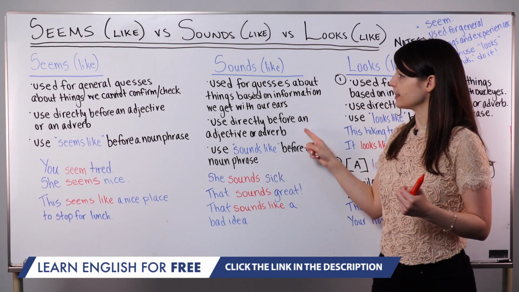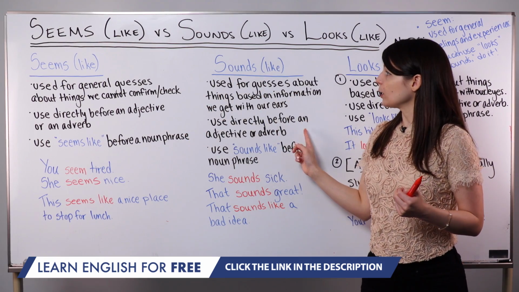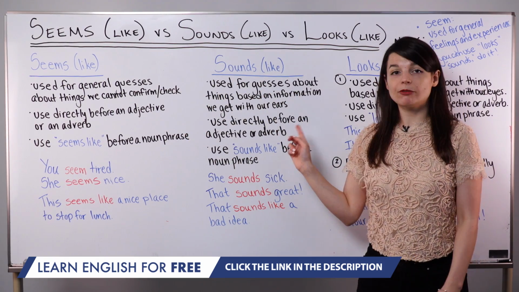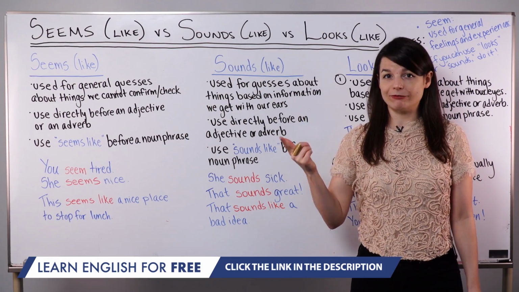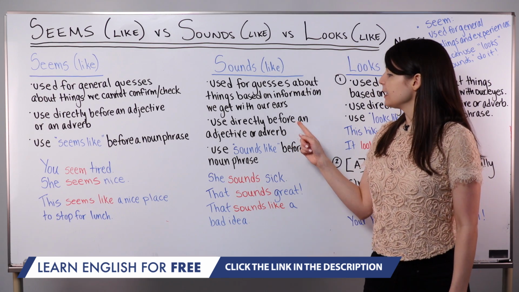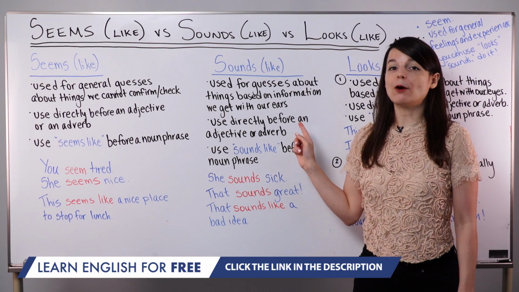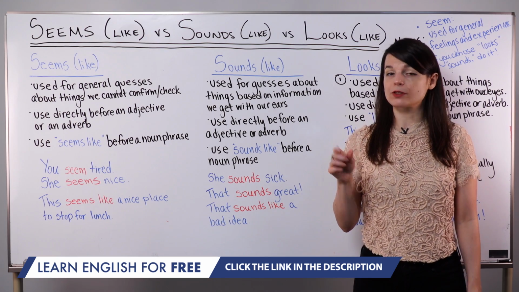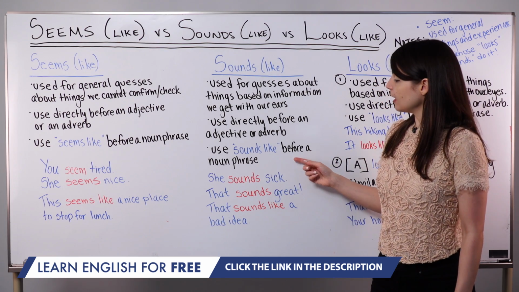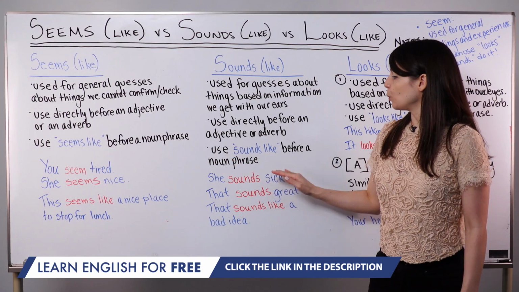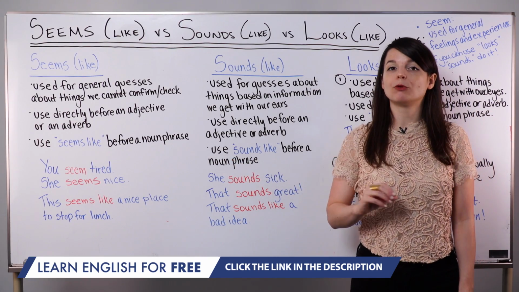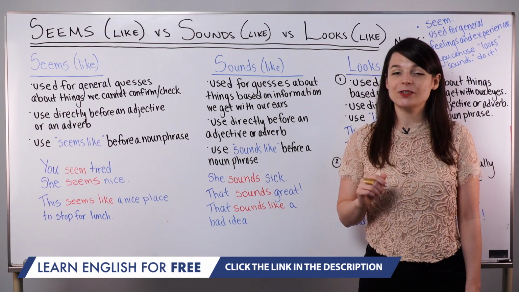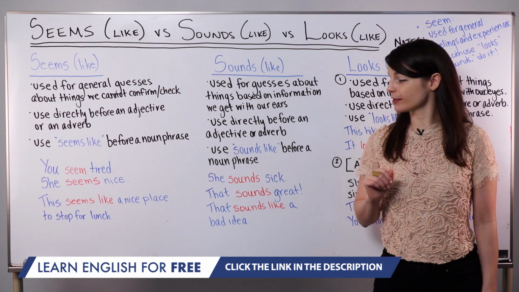Second point, which is the same as seems, we use sounds directly before an adjective or an adverb again. And here also, sounds without the word like. We don't use like here, just sounds or sound. Third, as we talked about with seems, we use sounds like before a noun phrase. So, some examples of sounds.